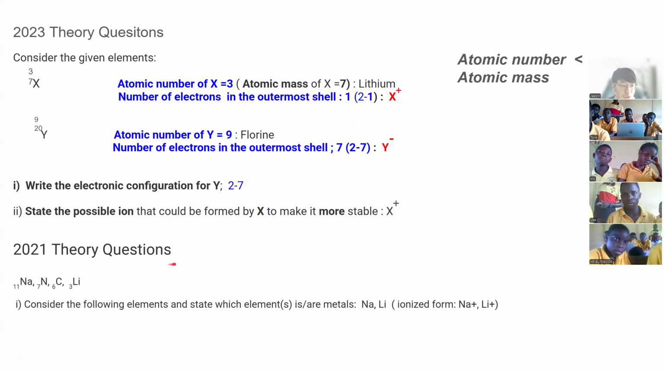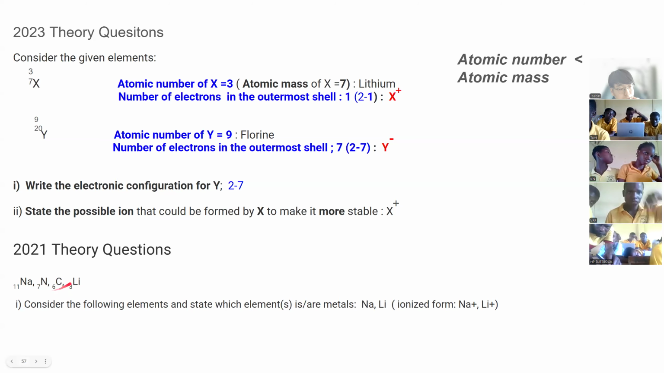Now the next theory question. These are again just practicing together. We don't need to solve it right now, but I'm just going to describe it so that it makes sense to all of you. So we have all of these atoms: Na sodium, N nitrogen, C carbon, Li lithium. Consider the following elements and state which element is or are metals.